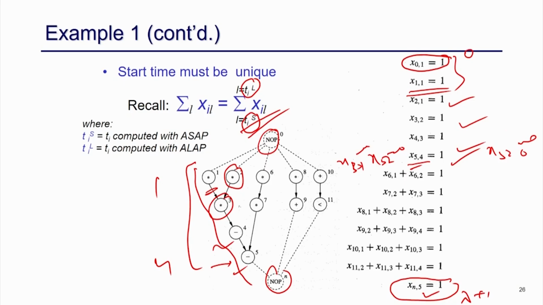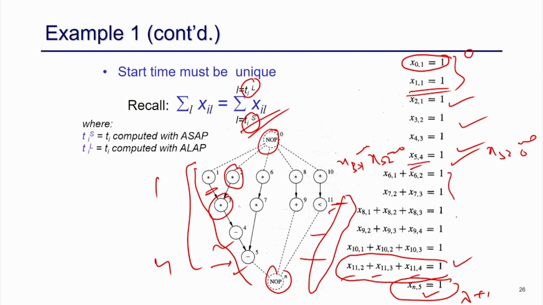And now, for the other operations, for example V11, the mobility here is 2, if you remember. So, this can be scheduled here, here or here, in time step 2, 3 or 4. So, x11,2 plus x11,3 plus x11,4, the summation would be 1, because it can be scheduled in any one of these 3 steps. This is what is given by this. Similarly, I can find this out for all variables. So, this is my constraint corresponding to the start time.